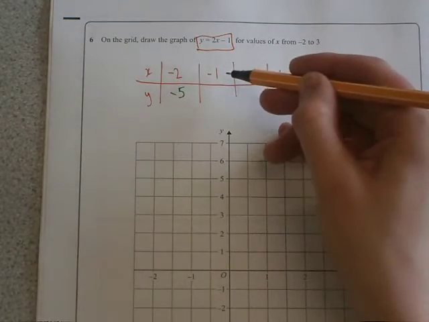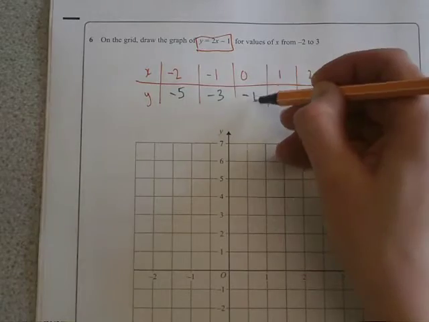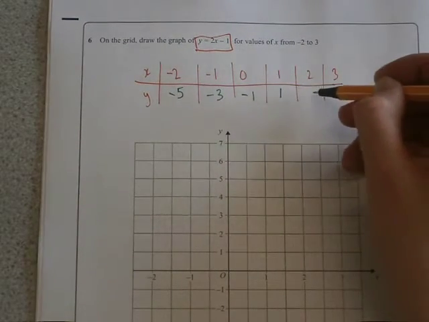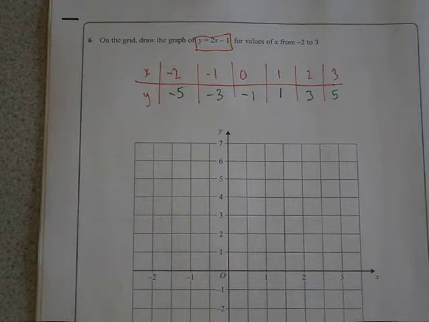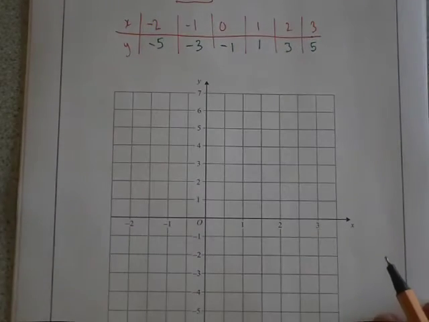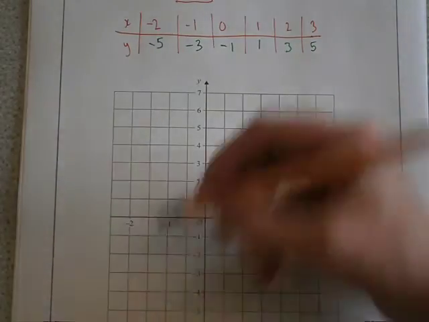2 times -1 is -2, minus another 1 is -3. And we should have -1, 1, 3, and 5. Now what we need to do is draw that onto the graph paper that's provided for you. Now there are other ways of plotting graphs using the gradient if you wanted to. I'm just going to go through this one though and carefully draw a line graph then.